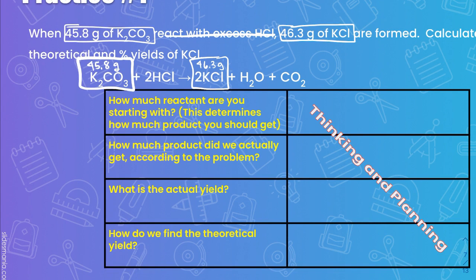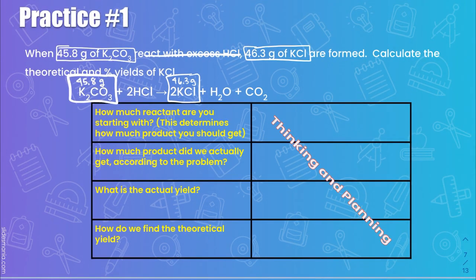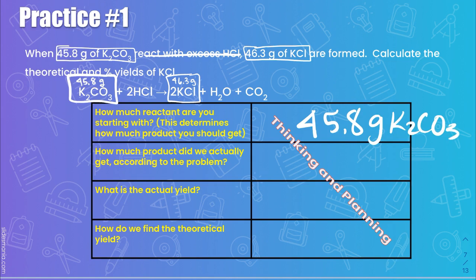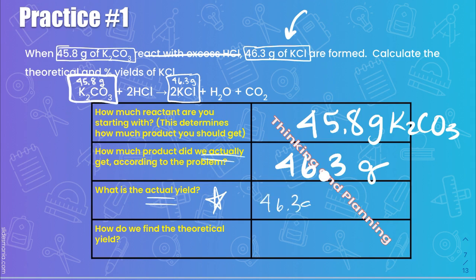So let's go through this thinking and planning box and figure out what is happening. Number one, how much reactant are you starting with? Because this determines how much product you should get. So I am starting with 45.8 grams of K2CO3. Next up, how much of the product did we actually get according to the problem? Well, the product was KCl and it said we got 46.3 grams. Cool. What is the actual yield? The actual yield is how much you actually got. So that's the 46.3 grams.